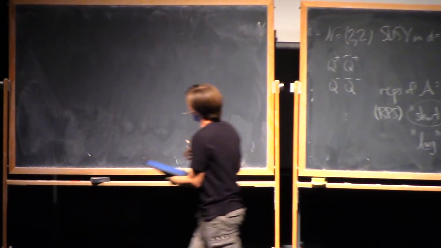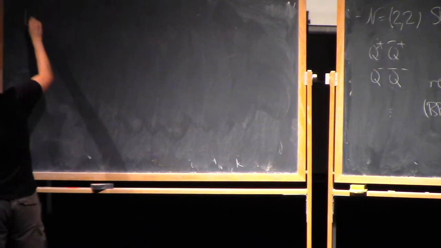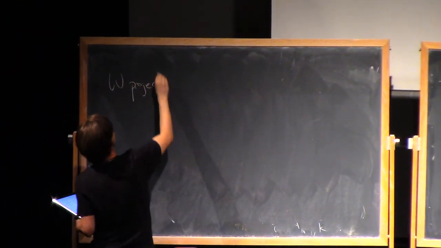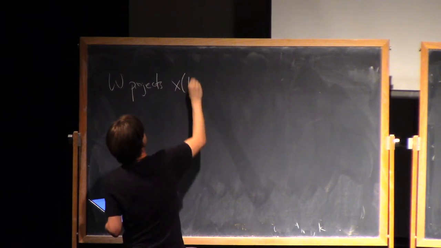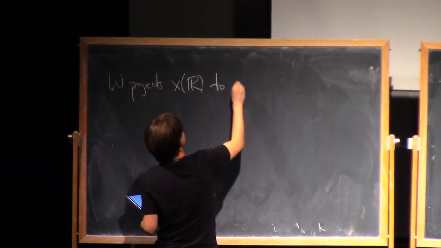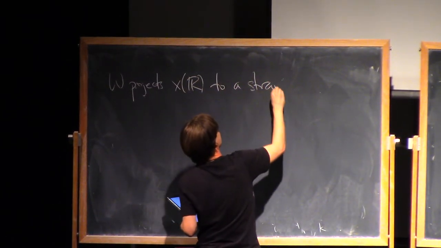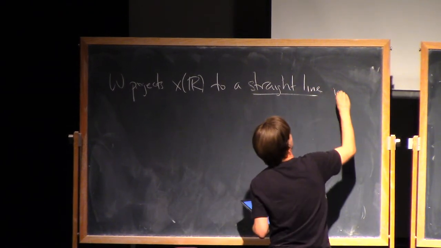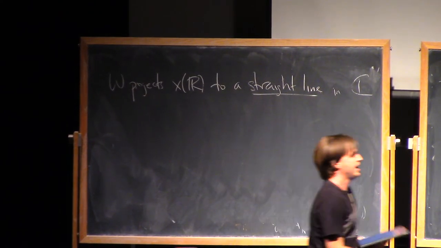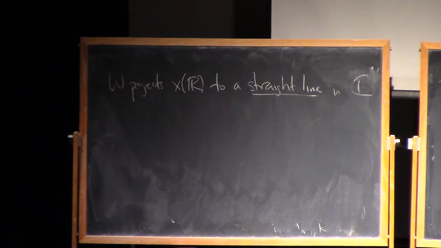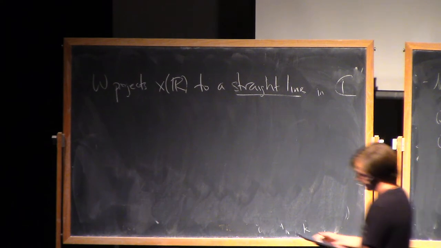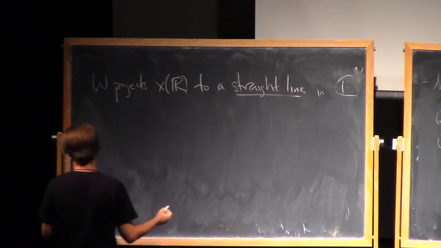So one thing you quickly derive from the equation is that W projects X of R to a straight line in C. In other words, you have this trajectory in C to the K. You look at the image of that trajectory under W, it just maps to a straight line. I'll draw a picture. Yeah, let's draw a picture now.